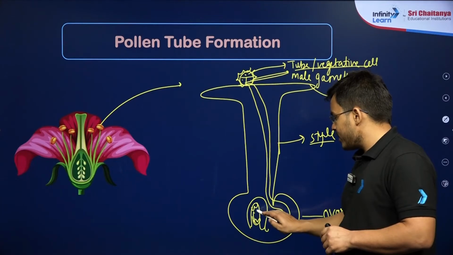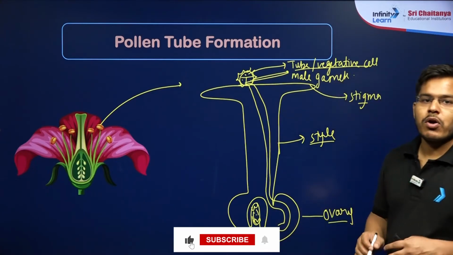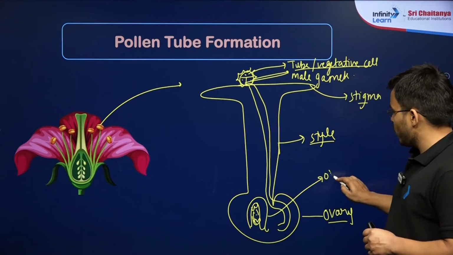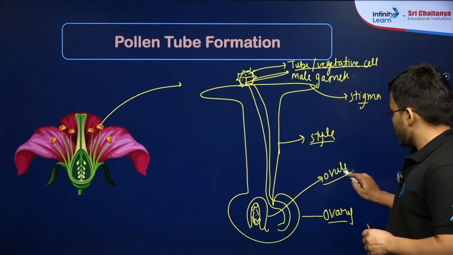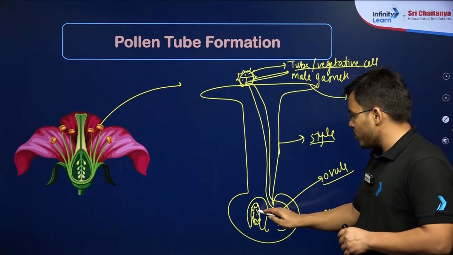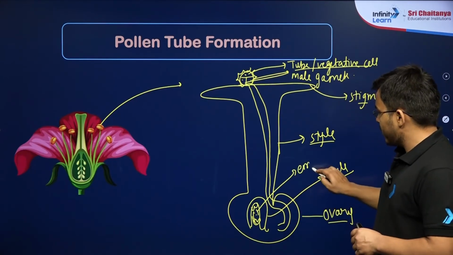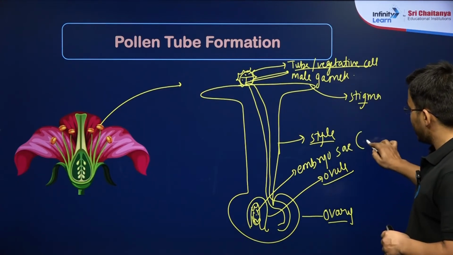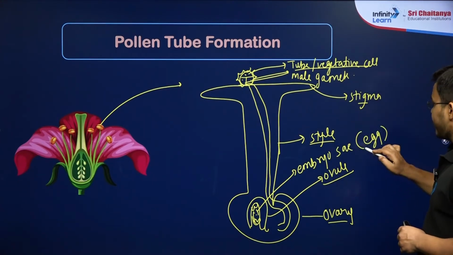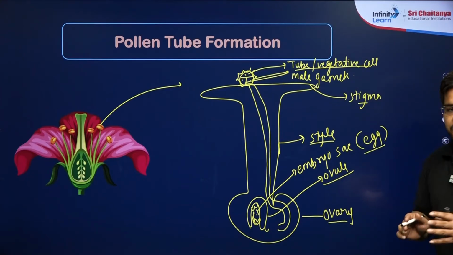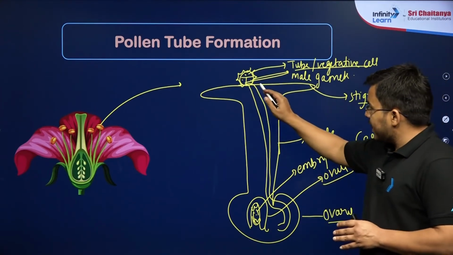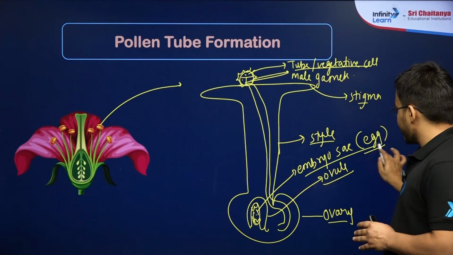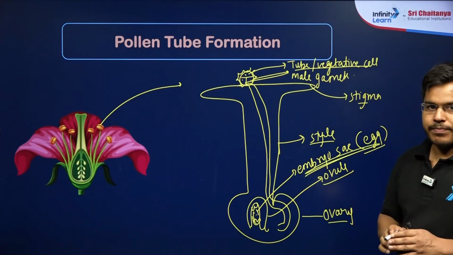Inside the ovule, there is one more structure that we call the embryo sac. In this embryo sac the egg cell is present, which is the female gamete. So the male gametes coming from the pollen grain have to reach this embryo sac.